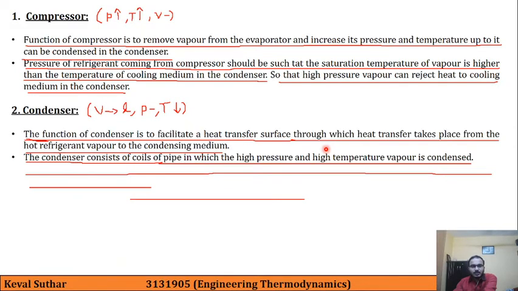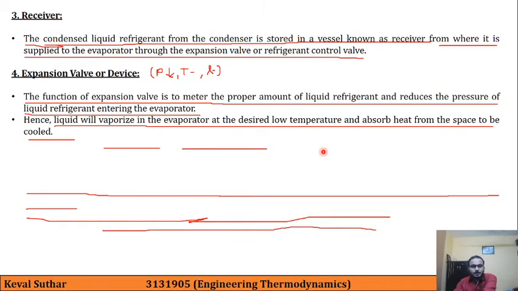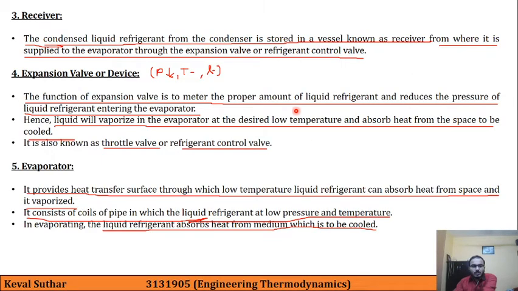Then we discussed each component one by one, that has already been explained. The only thing is the task of the receiver: the condensed liquid refrigerant from the condenser is stored in the vessel known as the receiver, from where it is supplied to the evaporator through the expansion valve or refrigerant control valve.